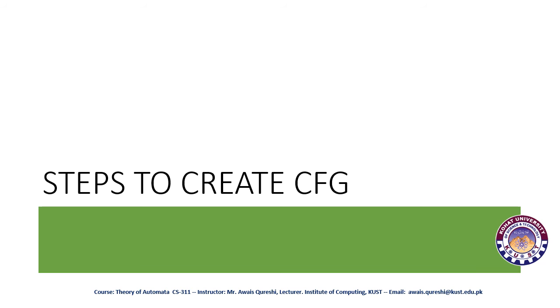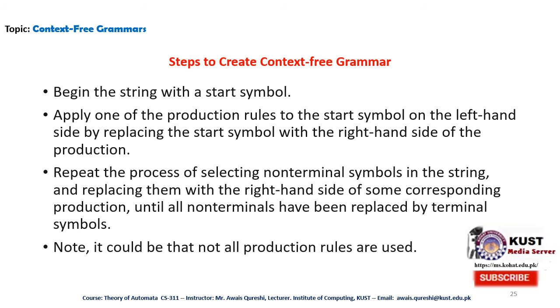How do we create a CFG? This is the rule. Try to remember these rules so that you can apply them in numerical questions, when we are using context-free grammars in generating different strings. First of all, the first step is to start with a start symbol. Start with a start symbol and apply one production rule to the start symbol on the left hand side by replacing the start symbol with the right hand side of the production.